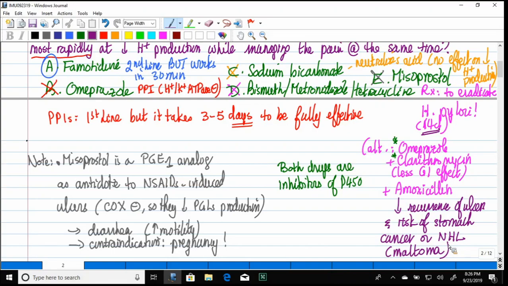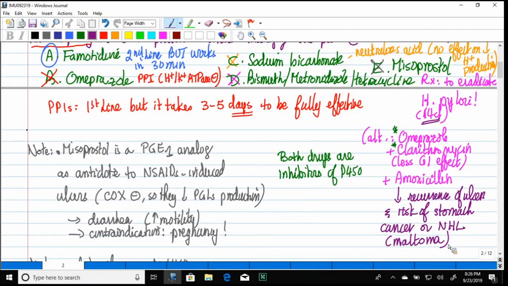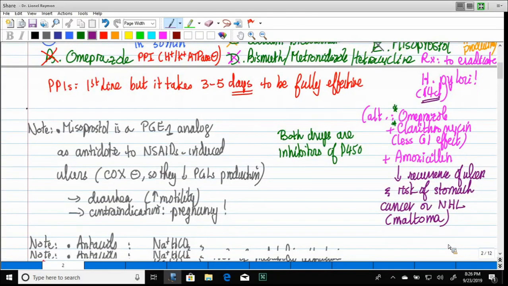So getting rid of H. pylori, which brings us head on with those omeprazole and famotidine story. And I wanted to build another question with omeprazole.